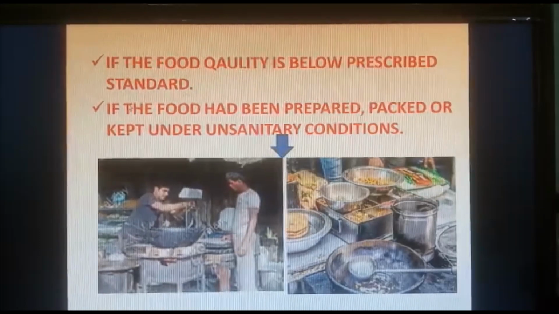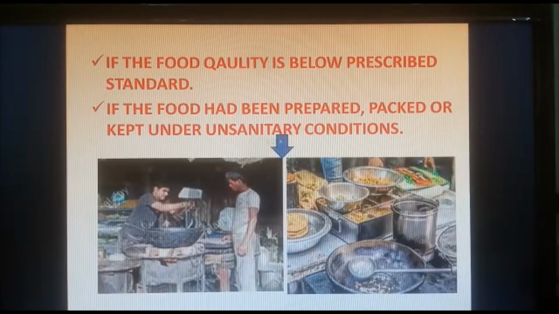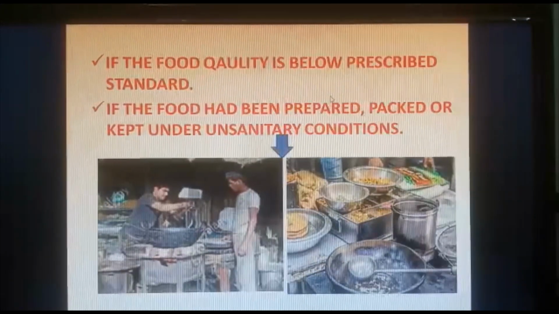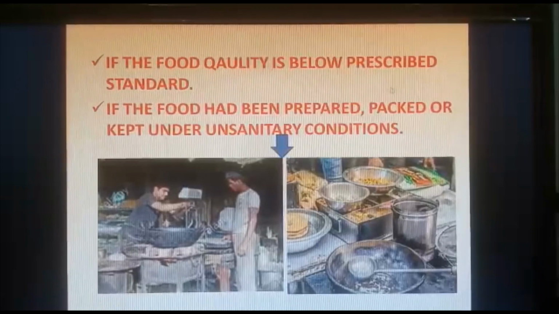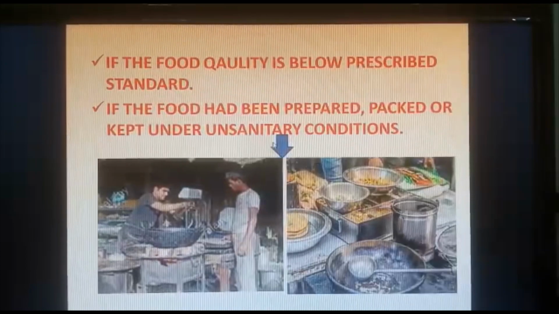So next is if the food had been prepared, packed or kept under unsanitary conditions. If the seller or traders prepare the food in an area or place that is not clean, not hygienic, okay, and where they pack the food, if the packaging material is not safe for health, and kept under unsanitary conditions, if the storage area where they keep the food is not healthy, that means that food will be considered as adulterated.